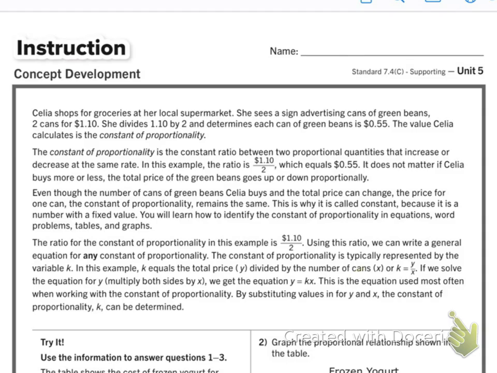So it says that Celia shops for groceries at her local supermarket. She sees a sign that advertises cans of green beans, 2 cans for $1.10. She then divides $1.10 by 2 and determines that for 1 can of green beans, it costs 55 cents. The value Celia calculates is the constant of proportionality. Sometimes I just like to abbreviate it and call it COP, constant of proportionality.